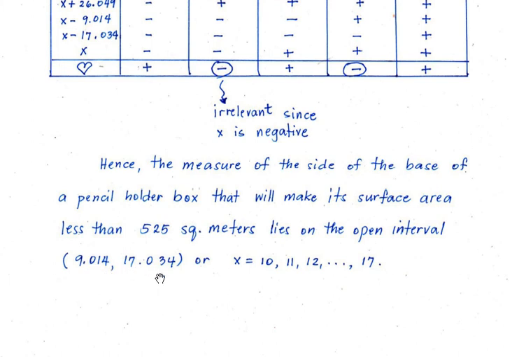9.014 to 17.034. Or simply, of course, we have to take the values of x in such a way that it's a whole number. Remember, x is the side in centimeters, so we can have x equals 10 centimeters, 11, 12, and so on, up to 17 centimeters. These are the only values of x that will satisfy the making of the pencil holder box in such a way that the surface area is less than 525 square. I'm sorry, it should be 525 square centimeters.